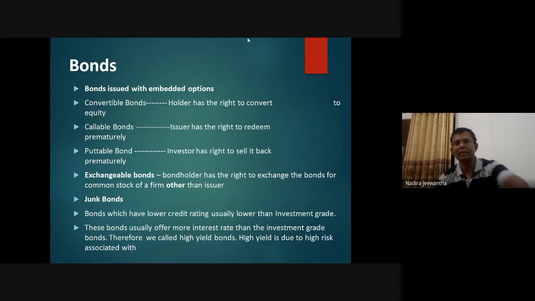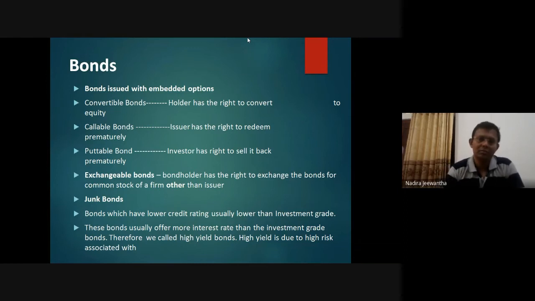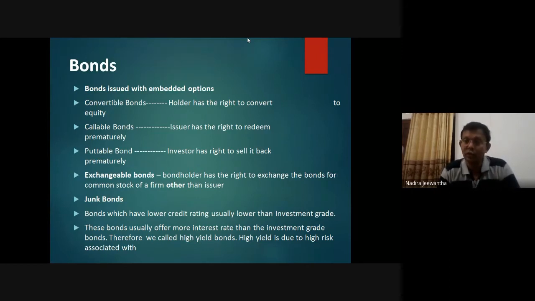Now read the second one, the callable option. Now who has the right to call? You have invested your money in an instrument which has a callable option. Now see, the issuer has the right to redeem. Issuer. So ABC Bank issues a perpetual debenture. You have invested. So who has the right to call it? Issuer has the right. Issuer means what? ABC Bank.